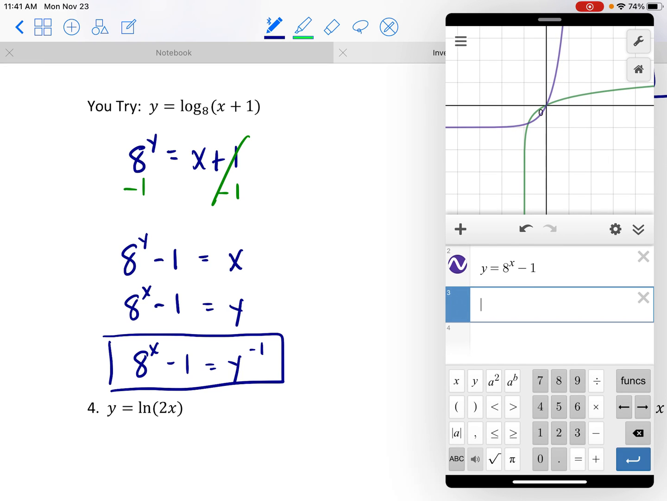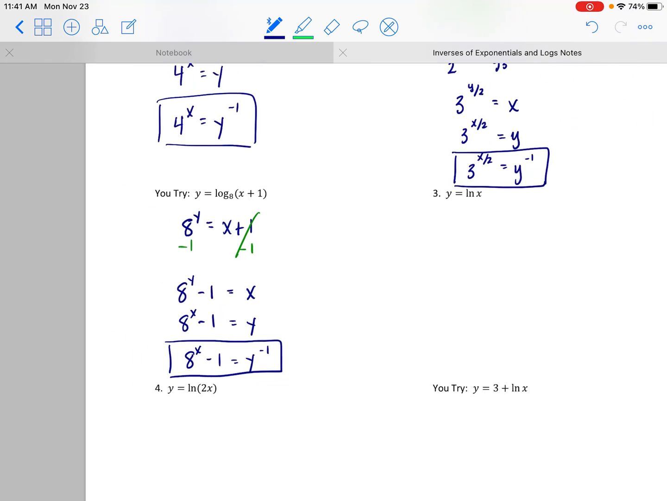And if you want to just verify in the graph that it's a reflection, let's type y equals x in there. That's our parent linear function. That's the reflection line. If everything looks symmetric about that line, you have the inverse function. Okay? So you can verify what you're doing graphically.